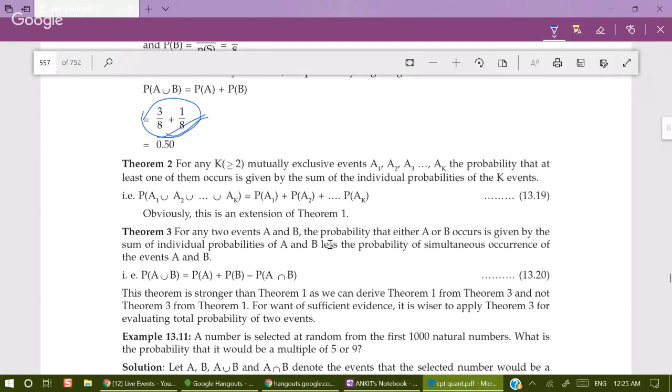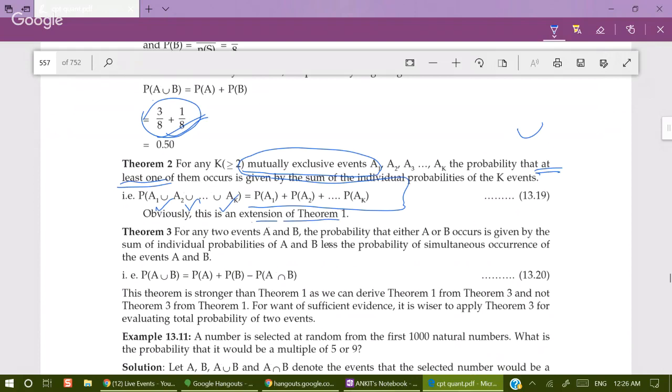Now we'll see for any two or more than two exclusive events, the probability that at least one of them occurs is given by the sum of individual probabilities. Whenever you see at least one in this chapter, at least one means union. You can see the union symbol. So whenever you see at least one, that means union. And when we are talking about mutually exclusive events, then there is nothing common. So direct addition applies. That is the addition theorem.